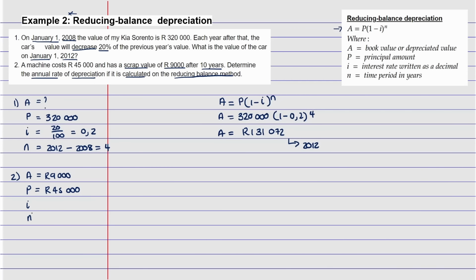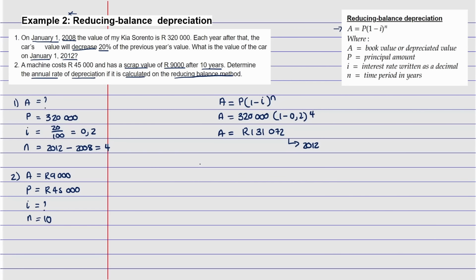That makes sense. Then we know that I is the one that we want because it says determine the annual rate of depreciation. Annual rate meaning it's I, rate is I, right? Then they tell us how many years it took. It took 10 years for it to go from 45,000 to 9,000, right? So now we know that I is the one that's missing.